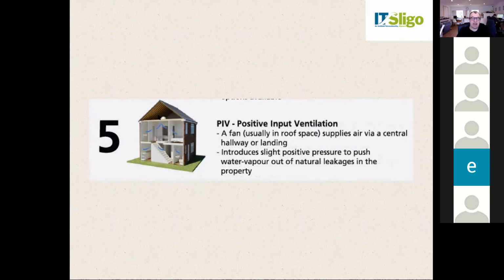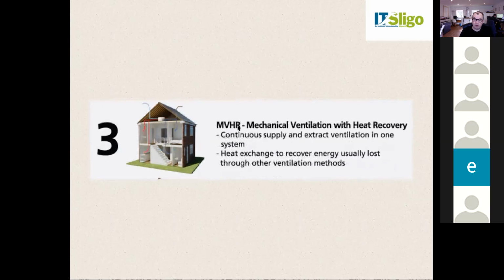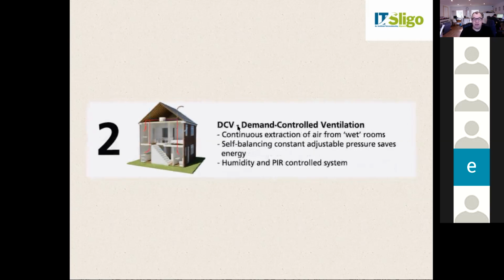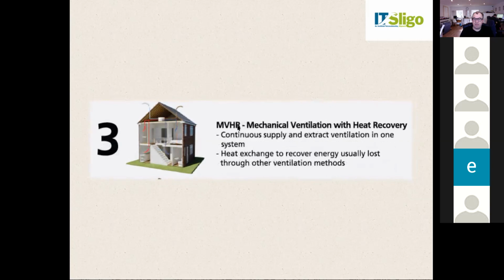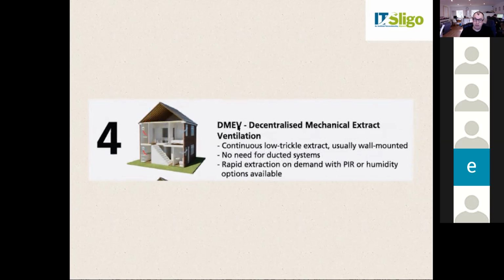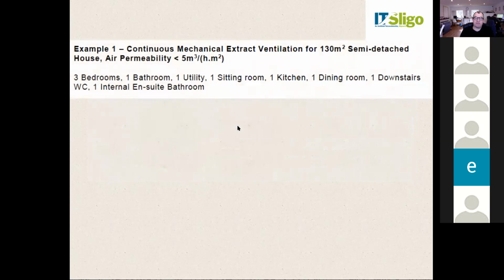And the fifth system is a positive input ventilation system. And it's usually a fan in the attic, and it supplies air via a hallway or landing, and it pushes air into these rooms. And the water vapor then comes out through natural leakages in the property. It sounds a bit dodgy to me. The one I use all the time on new houses is number 3, the mechanical ventilation and heat recovery system. And on existing houses, we use number 4 all the time. So they're the 5 systems.